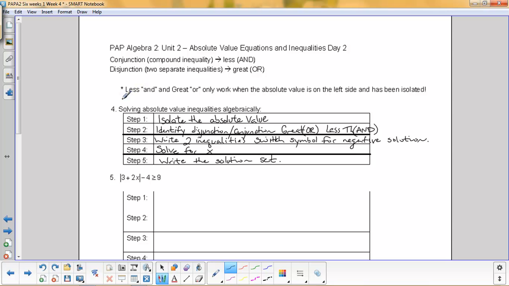Steps for solving absolute value inequalities algebraically have been written in already. Step 1, isolate the absolute value. Step 2, identify disjunction or conjunction by using the catchphrase greater than, greater, or less than. And please remember from the notes above, the absolute value is on the left side. Write the two inequalities. Please pay particular attention to switch the symbol for the negative solution. Solve for x and write the solution set.